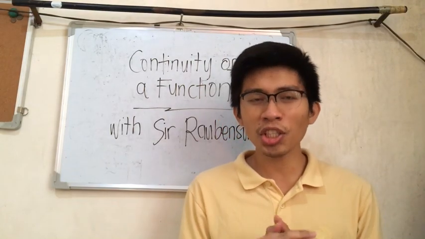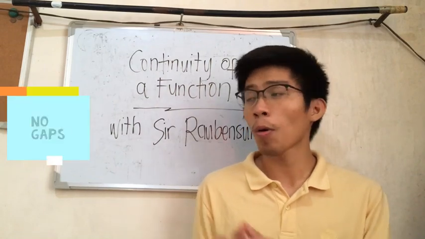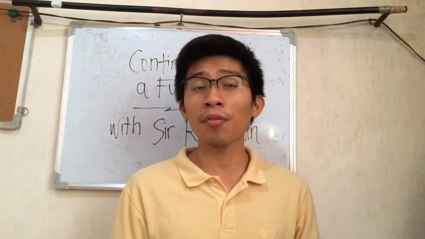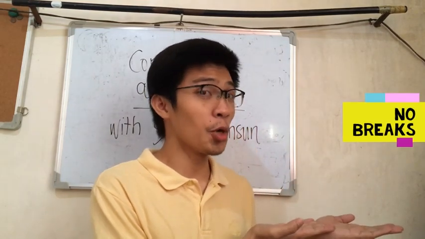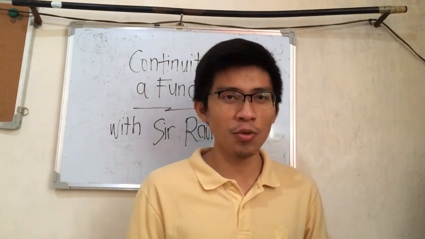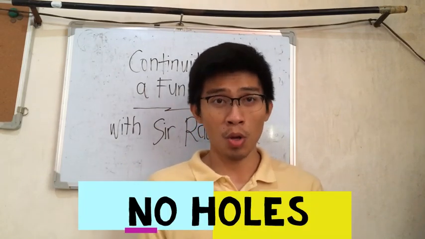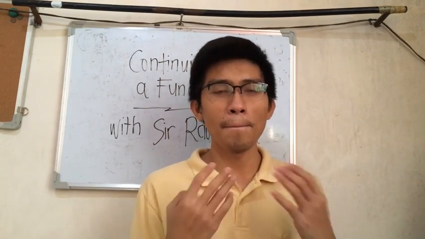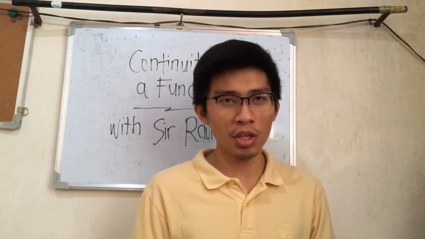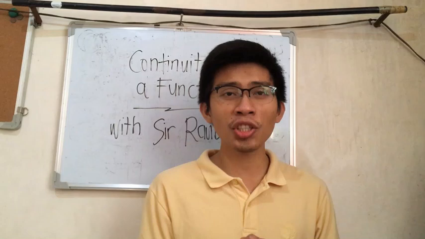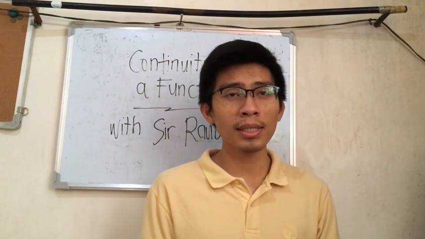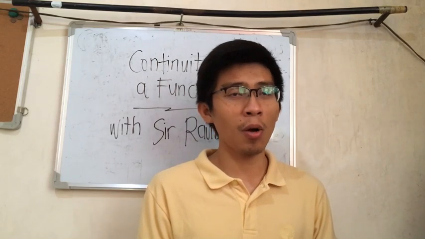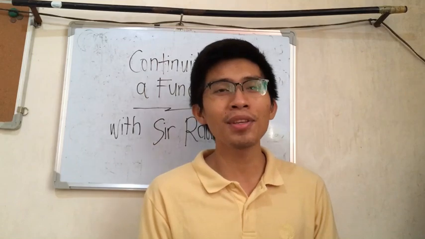First, the function is continuous if it has no gaps. The function is continuous if it has no breaks, and a function is continuous if it has no holes. So again, no gaps, no breaks, and no holes, meaning the function is continuous. Other than that, if the function commits gaps, holes, and breaks, meaning the function is not continuous, or we call it discontinuity of the function.